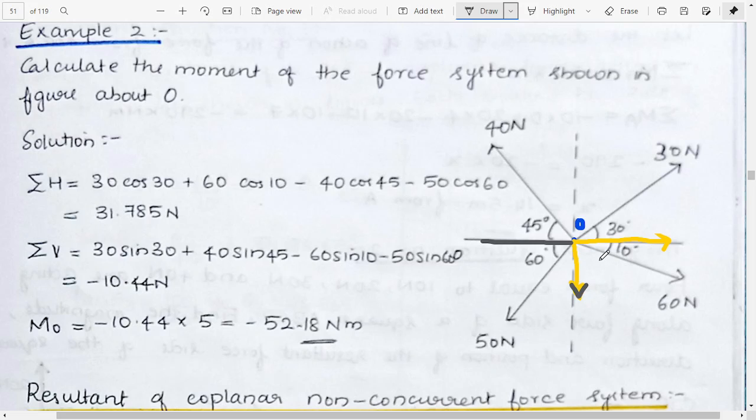As this horizontal force is on the line of action through O, we can say that its moment will be 0. And in the case of the vertical force, it is perpendicular to O. So in that case, it will be minus 10.44 into 5, because that is the distance.